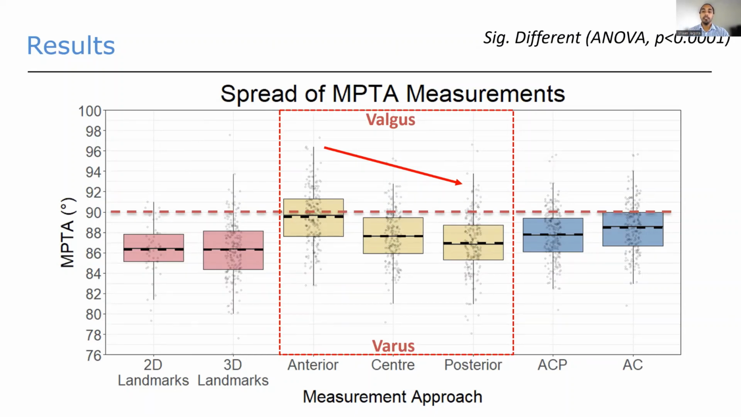Further, the MPTA measurement becomes increasingly varus as we move further posterior along the tibia. This further highlights the importance of considering the 3D topology of the proximal tibia. And as expected, the ACP and AC combination of regions appear to average out their constituents, providing a large majority of measurements between 3 degrees varus and neutral.